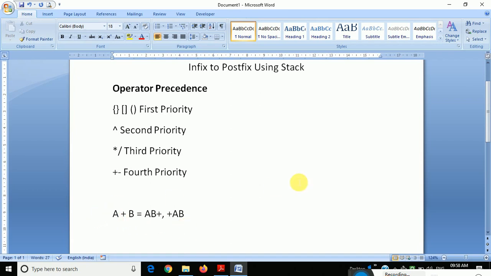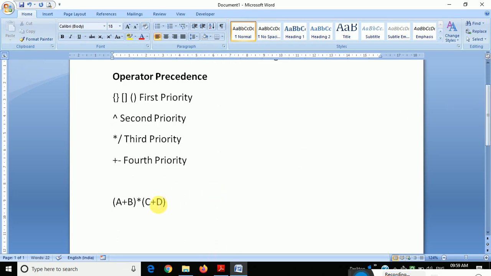But if the expression is bigger, how will you solve it? You can use the stack instead of solving directly. For example, it is like this: A plus B into C plus D, in brackets. I want to convert this into postfix. Without using the stack, which I am telling you now: the bracket is the first priority, so we solve inside the bracket first and then handle the into.